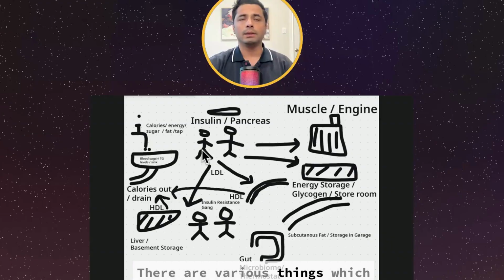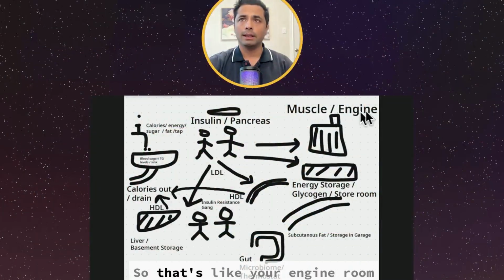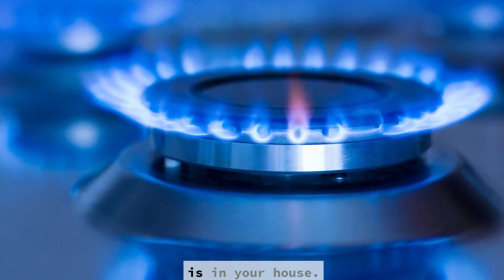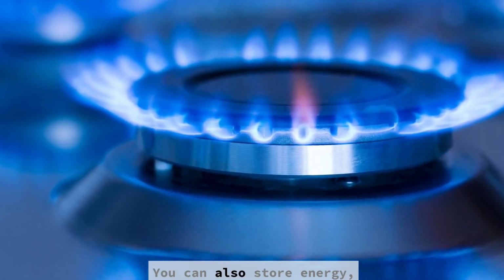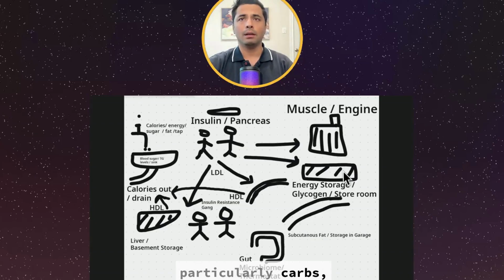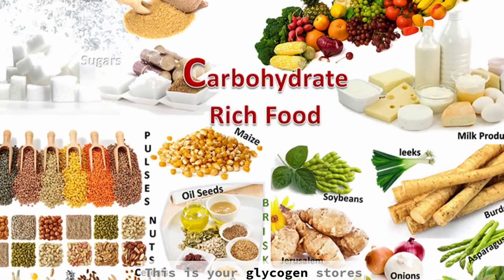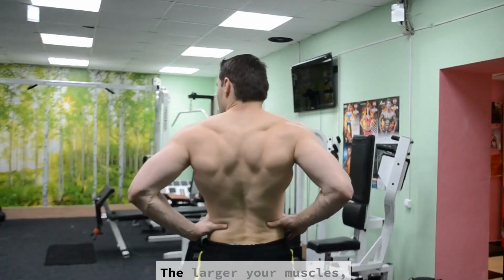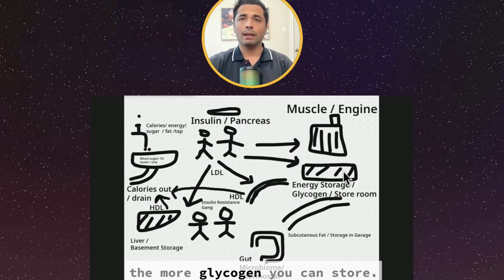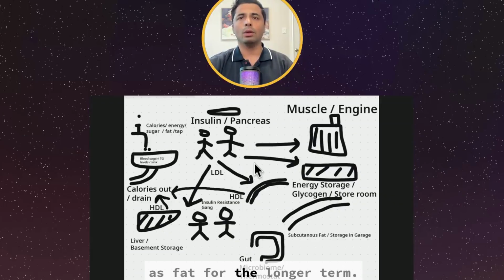And there are various things which can be done. You can be active, you can do exercise, and you can be burning energy. So that's like your engine room or where your gas boiler is in your house. You can also store energy, particularly carbs, in the storage room right next to the gas boiler. This is your glycogen stores in your muscles. The larger your muscles, the more glycogen you can store. Excess energy can also be stored as fat for the longer term.